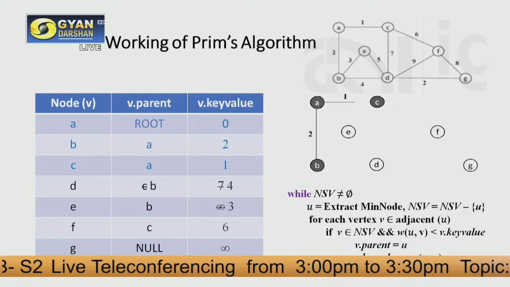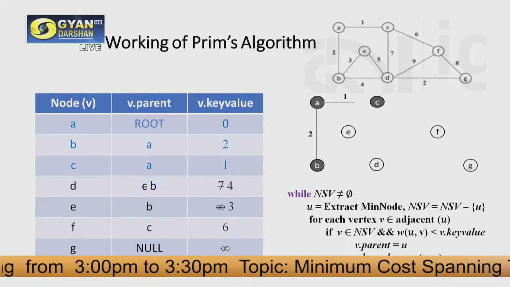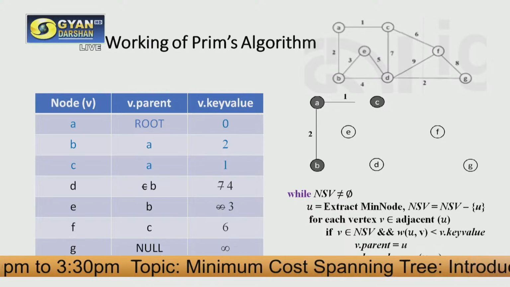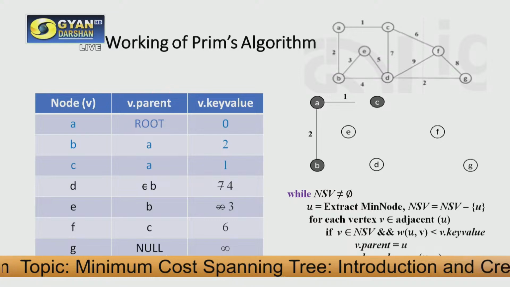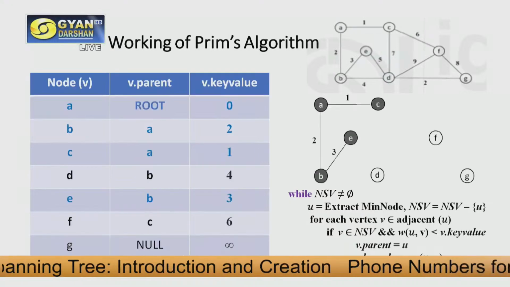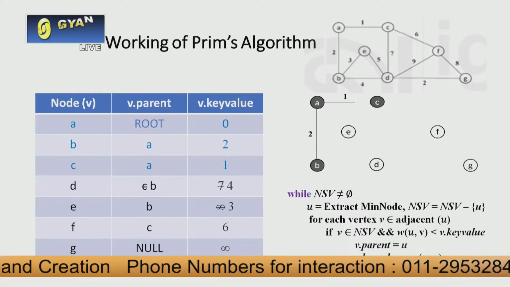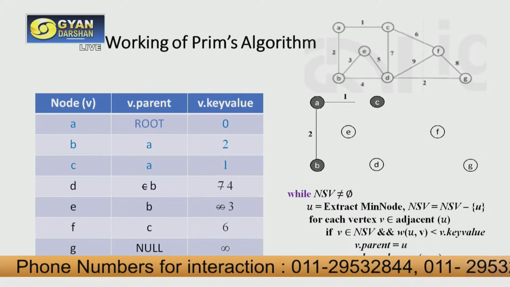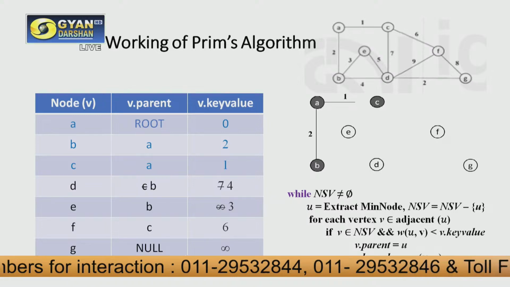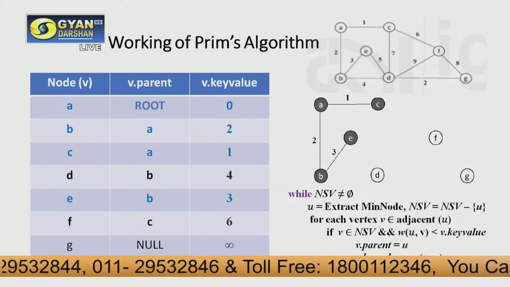Similarly, from B to E, now we have a path having weight 3. So it is also modified from infinite to 3. So out of these, we can see that now the next node to be selected is that of E, because its cost is minimum, that is 3. So E will be selected and that will be included into the minimum spanning tree.